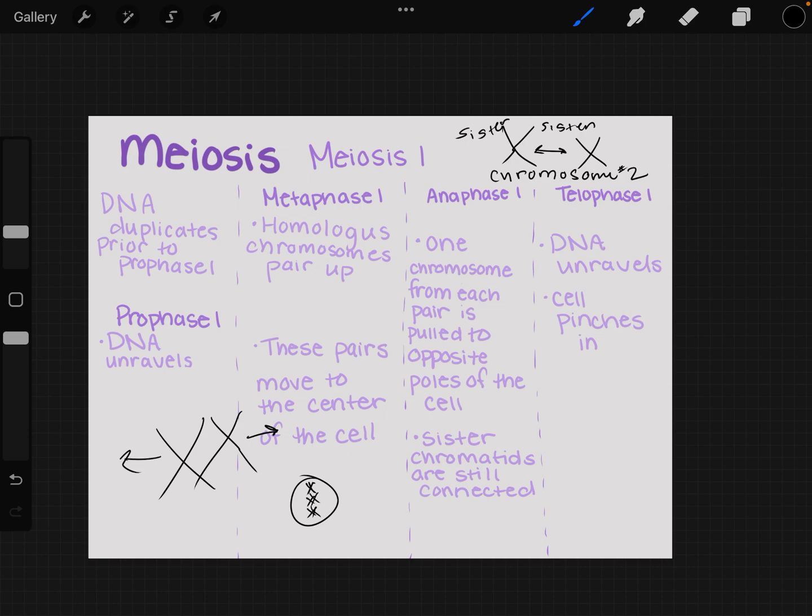So at this point, the sister chromatids, which again are going to be one half and the other half, are still connected by the centromere, which is the little dot basically that we draw in the circle in the center.